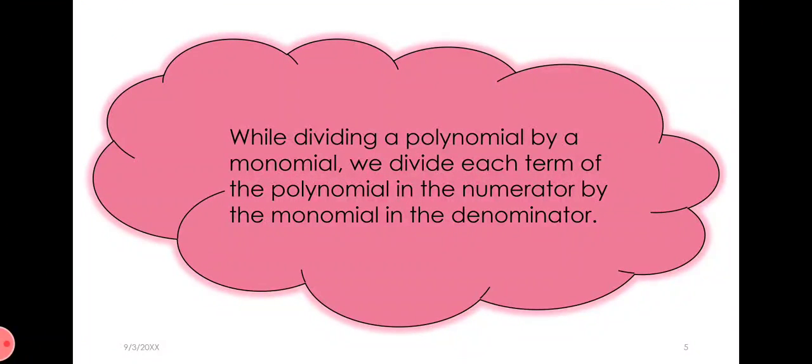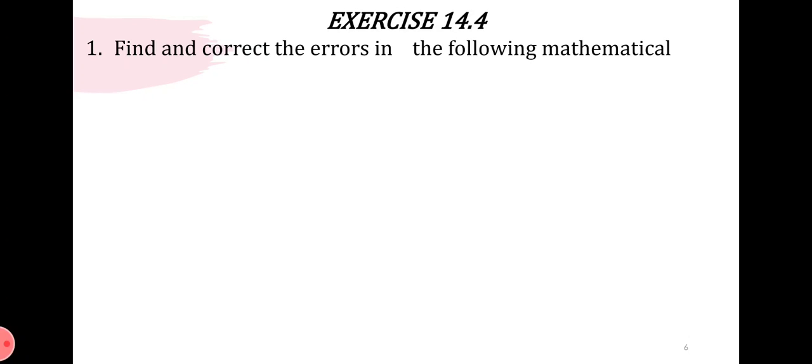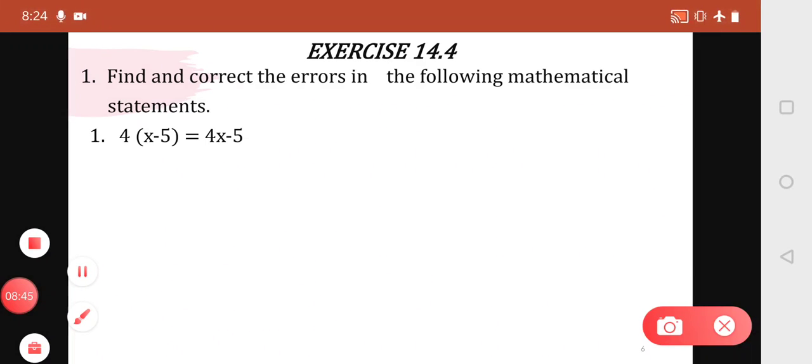Now keeping in mind all these points, let's solve exercise 14.4. So exercise 14.4, question number 1. Find and correct the errors in the following mathematical statements. Number 1. 4 into x minus 5 equal to 4x minus 5. Now first let's see whether the given statement is correct or incorrect. It is incorrect only, that is sure, then only we have to find the error and correct it.